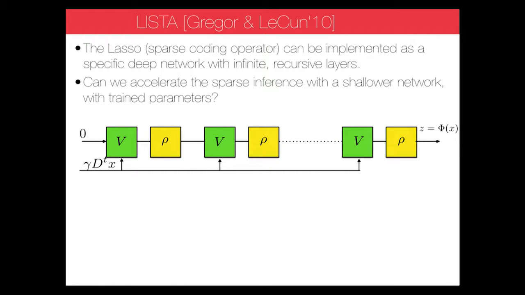So indeed, you can write the diagram of this operator as a recursive, infinitely deep network, where I alternate between a linear operation, the affine operation that I told you about, and a soft shrinkage. That's just a diagram. If I plug this in and put infinite layers, I get exactly the lasso estimator. So now what is the idea that Karol Gregor and Yann LeCun proposed? Well, of course, we are not going to run this algorithm for an infinite number of layers, right?